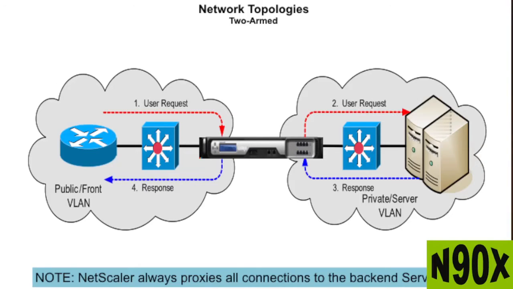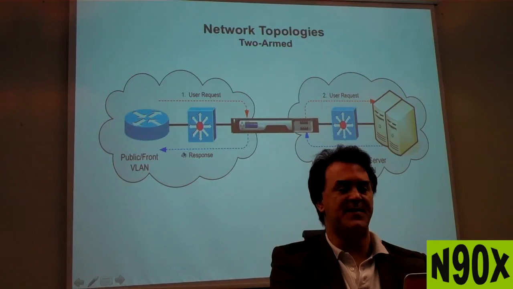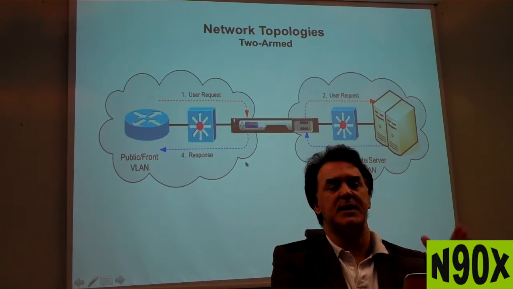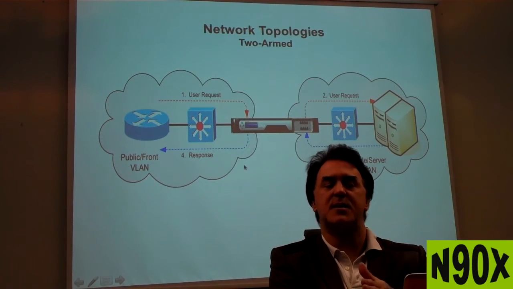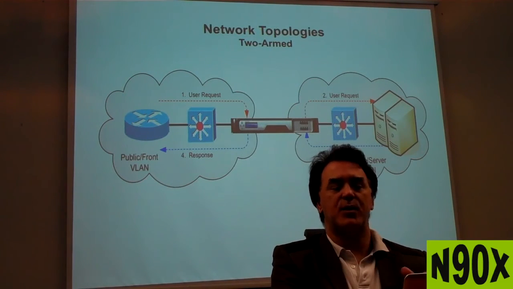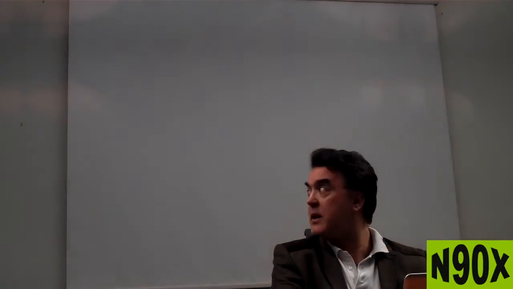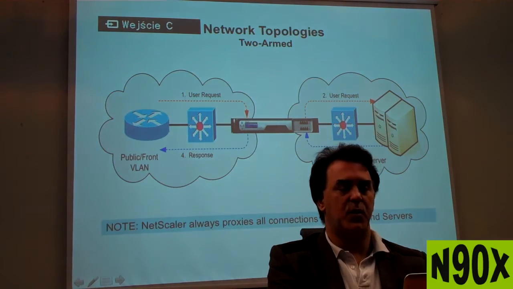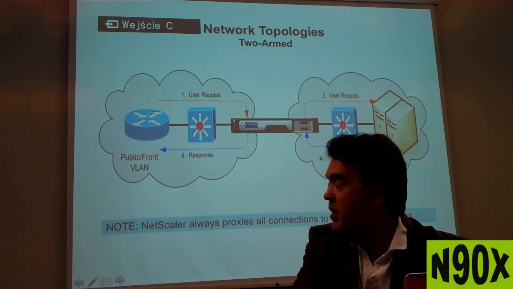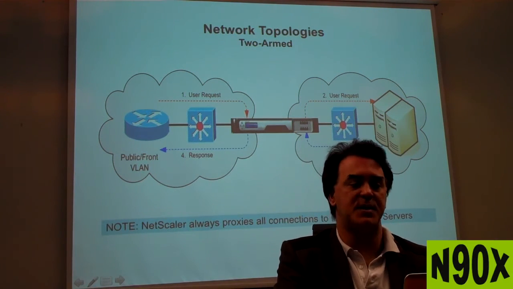Another way to look at the two-arm topology is like this. On the left there, you see user requests coming in, terminated at the NetScaler. The NetScaler takes that user request, sends it to the back end, receives the response, and then can respond to the client. So, as a reminder, the NetScaler always proxies all connections to the back-end web servers.